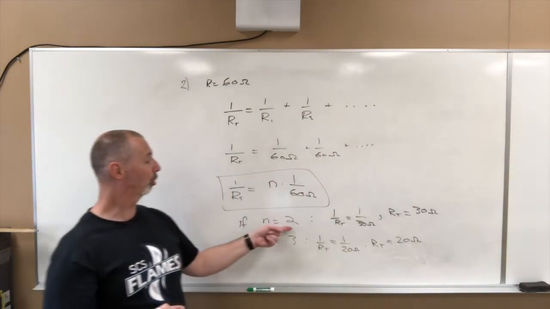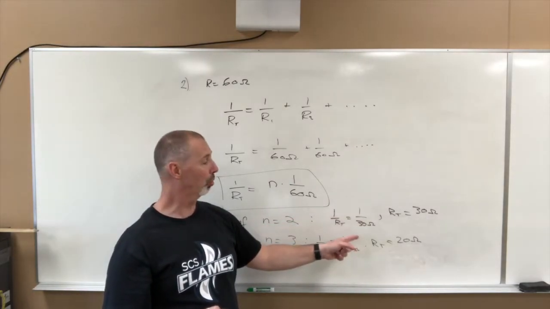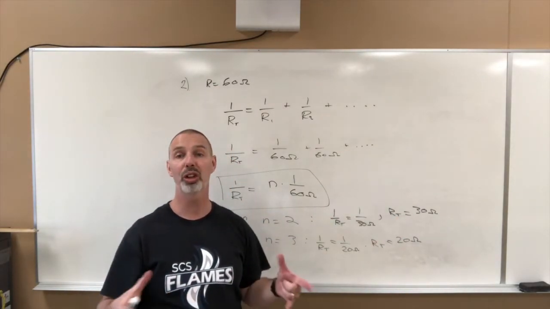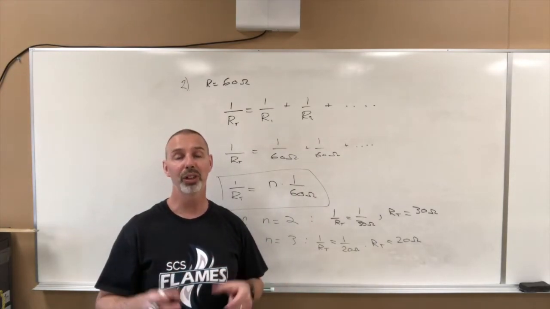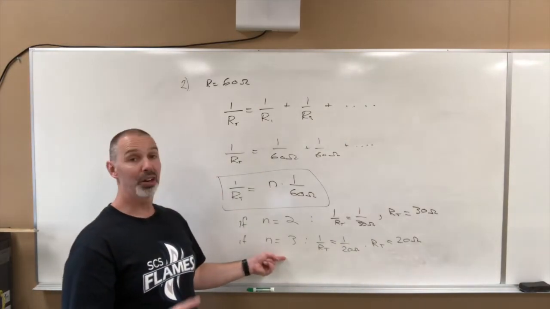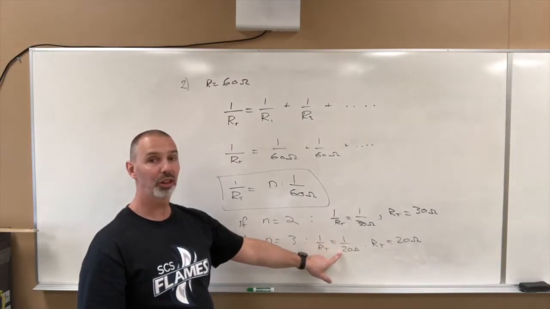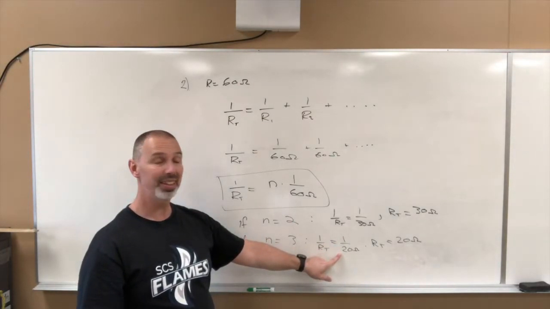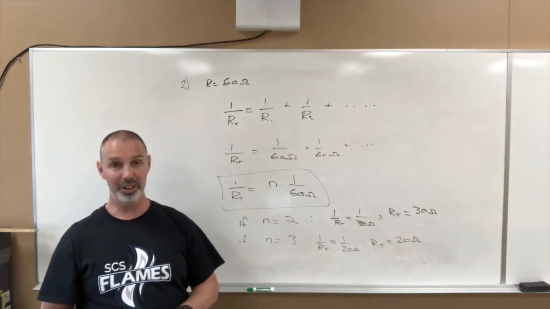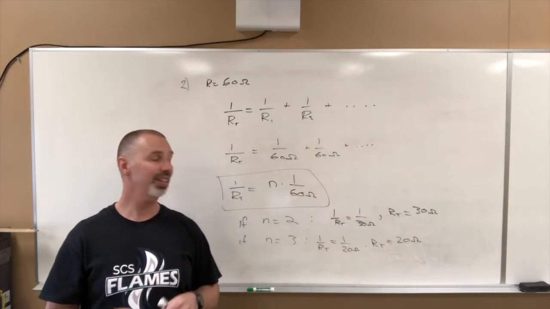And so if N equals 2, we get 1 over RT equals 2 over 60, which I've already reduced to 1 over 30, meaning our total is 30. Okay, so if we had two 60 ohm resistors, it would be equivalent to a single 30 ohm resistor. If N equaled 3, if I had 3 60 ohm resistors, it would become 3 over 60, which I've reduced to 1 over 20, meaning that the total resistance would be 20 ohms. Okay, so if we had 3 60 ohm resistors connected in parallel, it would be equivalent to a single 20 ohm resistor.